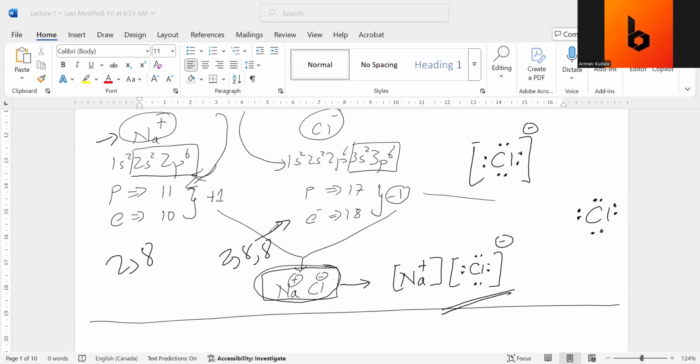Do you understand this, right? Because there are fewer electrons, there is a positive one charge. Here there is one more electron, so there is a negative charge. Is that understood? Yes, sir.